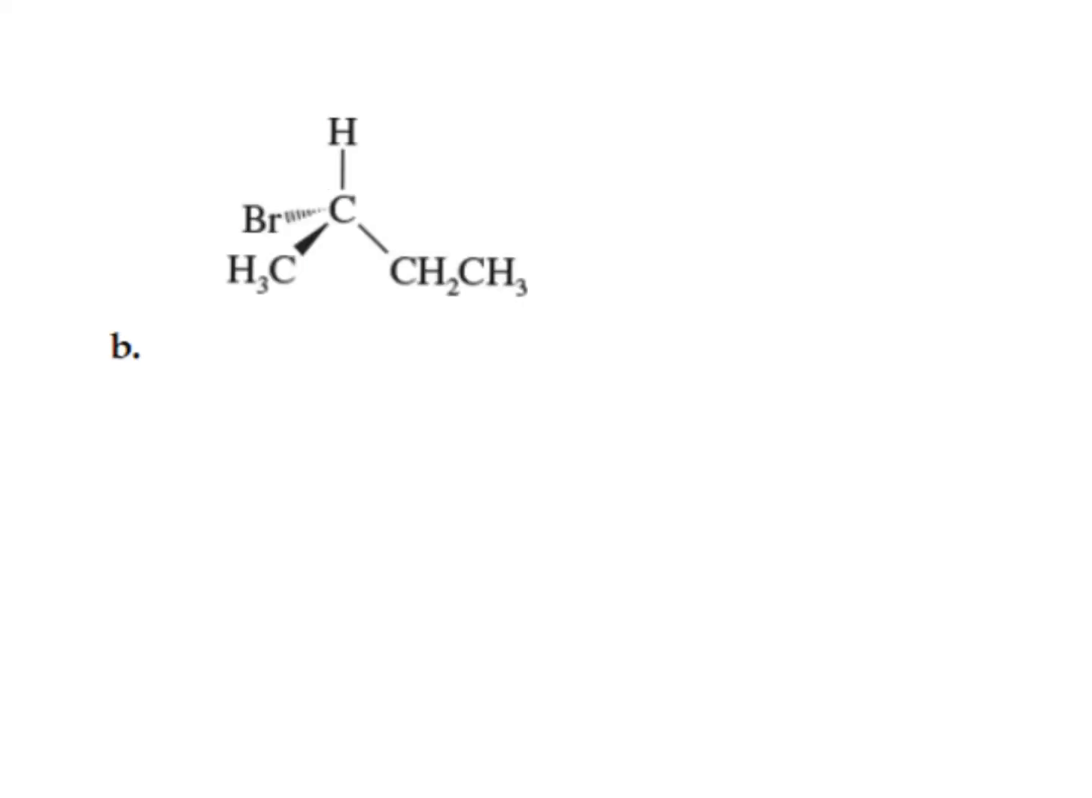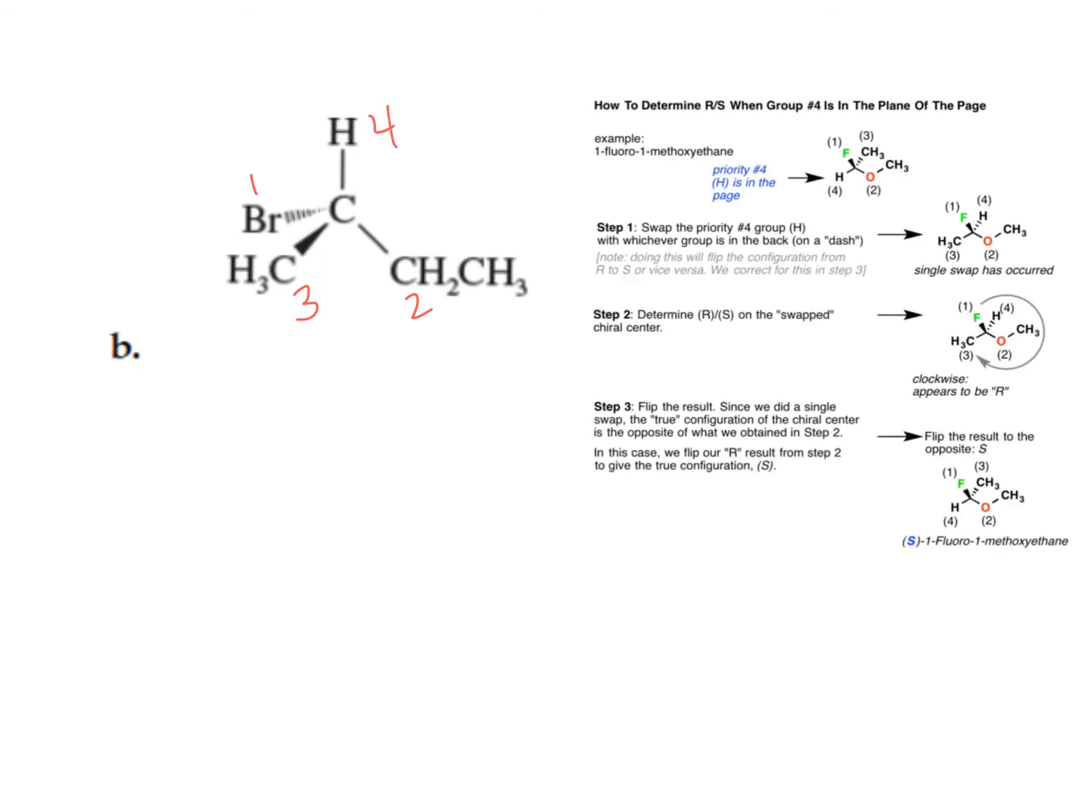For example, here we have letter B. When I go to assign my groups, bromine is highest priority, then this one, then this one. Hydrogen, my lowest priority group, is in the plane of the paper. So my little wedge-dash reverse rule is not going to work. We need some other way to address that. So here we have another screenshot from that website where they're recommending 3 steps for how to determine R and S when group 4, your lowest priority group, is in the plane of the page.